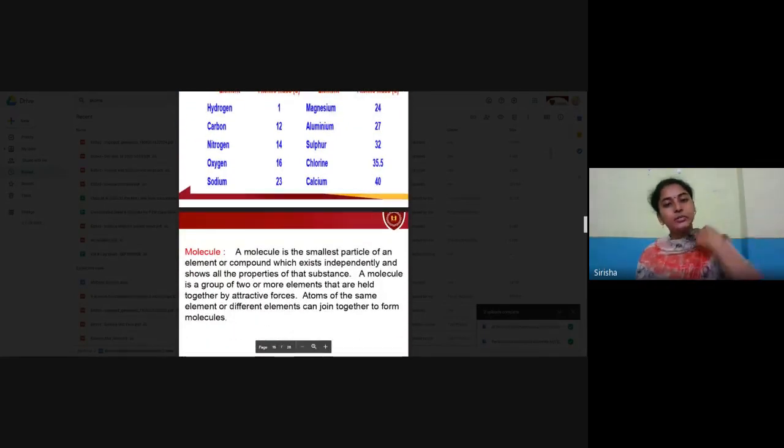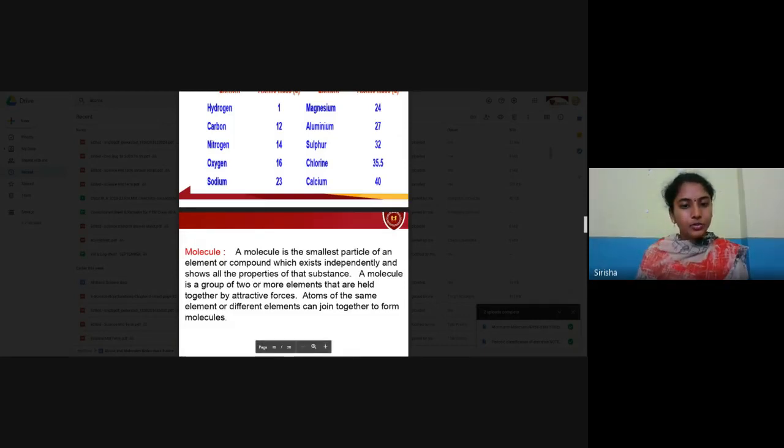So let us see what is meant by a molecule. A molecule is the smallest particle of an element or compound which exists independently and shows all the properties of that substance. All the atoms combine together and form a molecule. A molecule is a group of two or more elements also, held together by attractive forces. We have seen this in Matter in Our Surroundings.